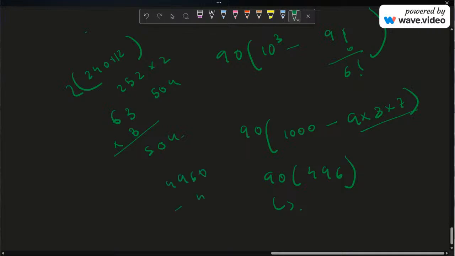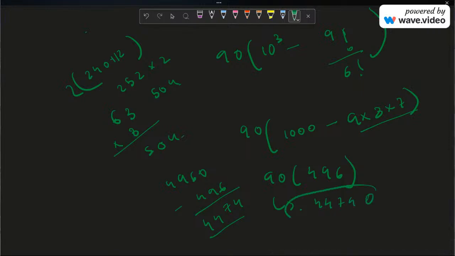4960 minus 496 is 4. 16 minus 9 is 7. 8 minus 4 is 4, and this is 4. 4474, 44740. 44740. Answer is wrong.